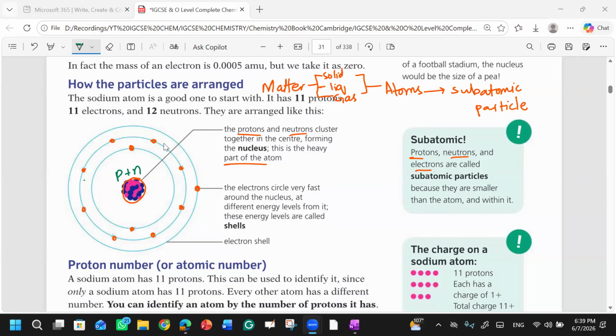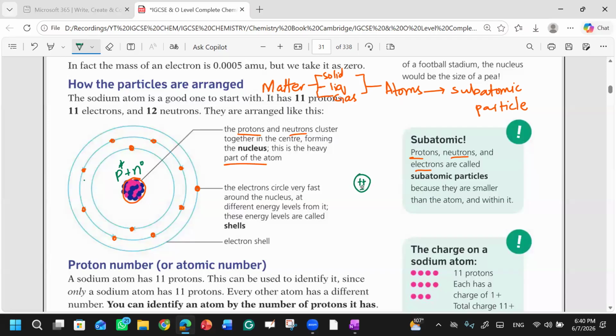Yes, in the center I was telling you that there are protons and neutrons. So what will be the charge on the nucleus? Yes. Positive charge. Because in the nucleus you have protons. Protons are positively charged and neutrons are neutral. They don't have any charge. So when you have these two species, definitely in the nucleus you will have overall positive charge.